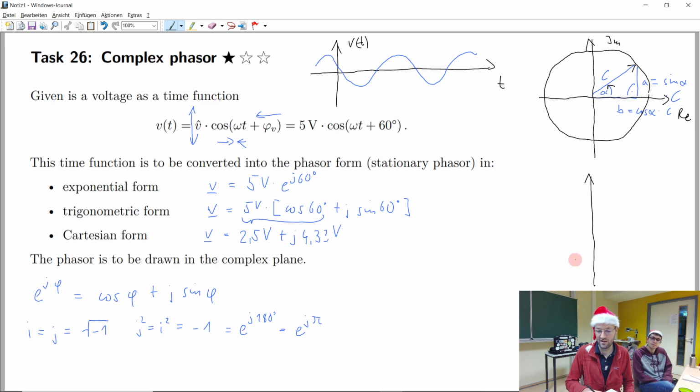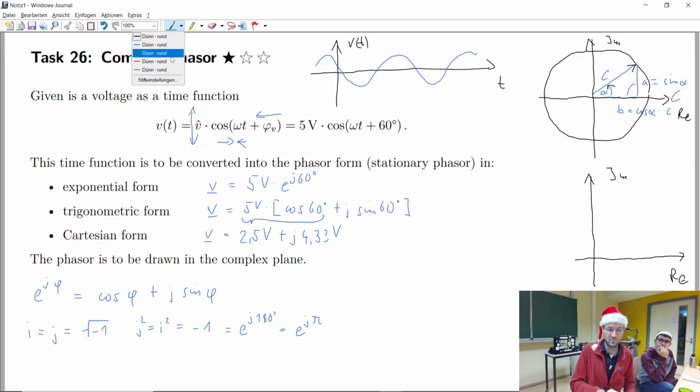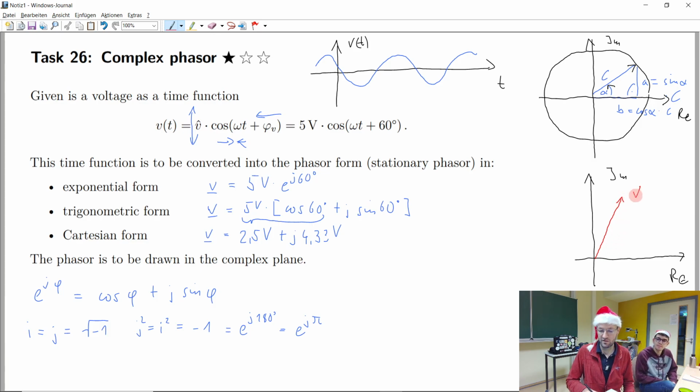So this is the real axis, this is the imaginary axis, and then the complex phasor with 60 degrees and a length of 5 centimeters is maybe looking like this. So this is our voltage. This length here is 5 volt. This angle is 60 degrees.